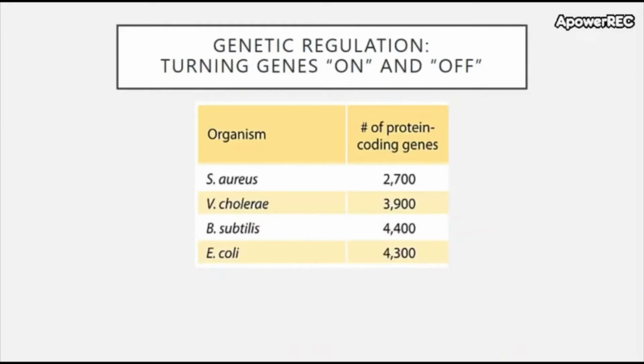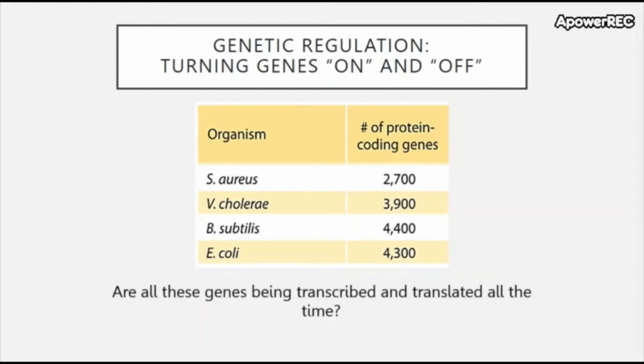So there are quite a few of these genes that scientists have identified. For example, Staphylococcus aureus is a bacterium that has about 2,700 protein coding genes. E. coli, which we're all pretty familiar with now, has about 4,300 protein coding genes. And so, I would ask you, are all of these genes being transcribed and translated all the time? Go ahead and think about that for a moment.